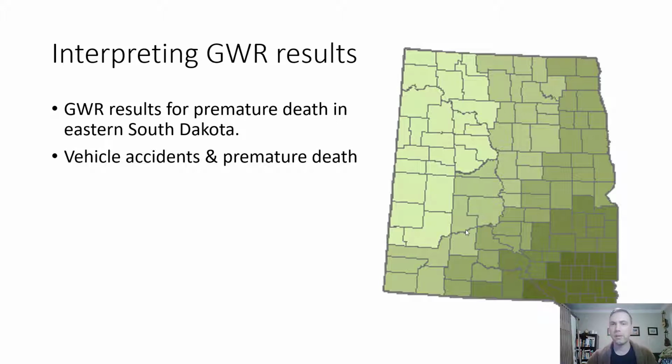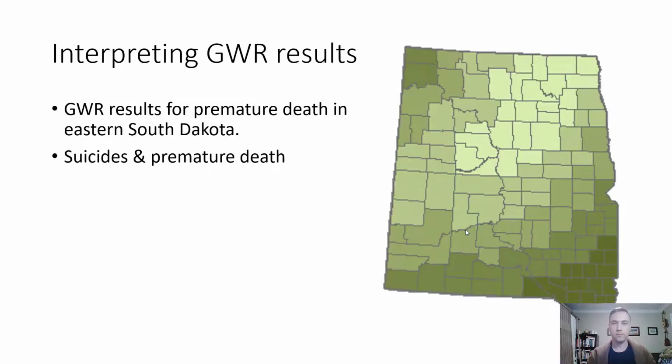So how does that actually look on the landscape? What we have here is a map of eastern South Dakota. This is the GWR results for premature death in eastern South Dakota. The dependent variable, the variable about which we are trying to explore causes, is premature death. In this first map we see vehicle accidents and premature death have the strongest regression relationship in the southeast. One might assume that perhaps speed limits are higher there. Maybe the roads are of a lower quality. It could be many things.